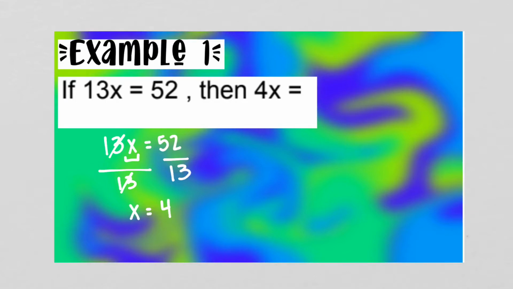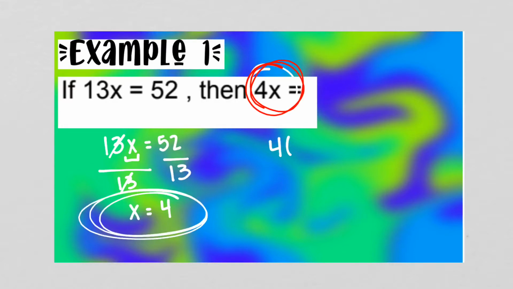Now, this is just the first part of this problem because I want to know what 4x is. Let me change that color, you can't see it. 4x. So what I'm going to do now is take 4, and instead of x, write what we just found x to be over here on the left. So 4 times 4 equals what? And of course, that is 16. So I know that if 13x equals 52, then 4x is 16.